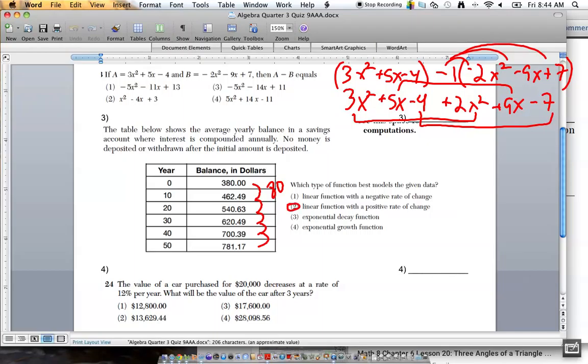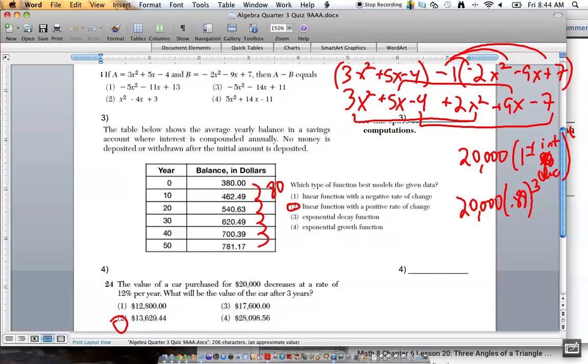And number 12, the value of a car purchased for $20,000. Now, this is like one that was on the test that I would hope that you could get right. 20,000 times, it's always 1 plus or minus the interest rate as a decimal, almost wrote that wrong, to the time. So it's 20,000 times 0.88 to the third. And if you do that, there's your answer.